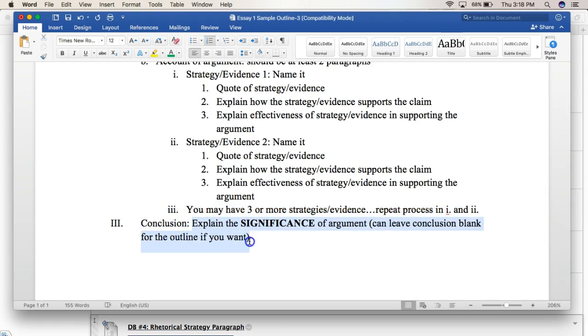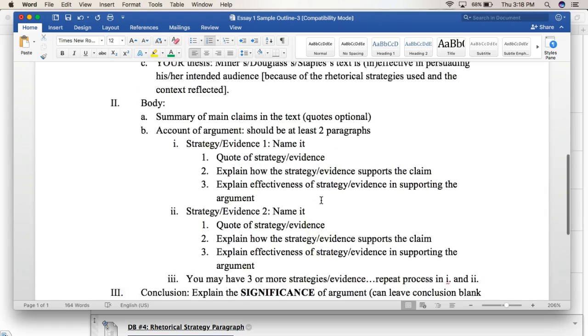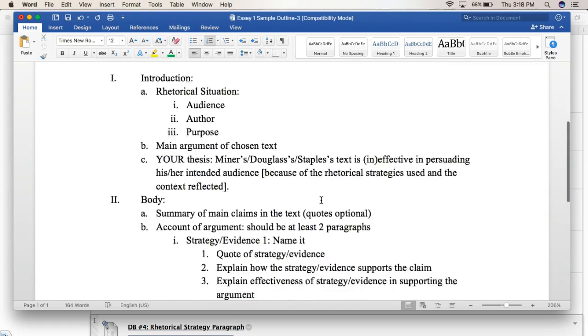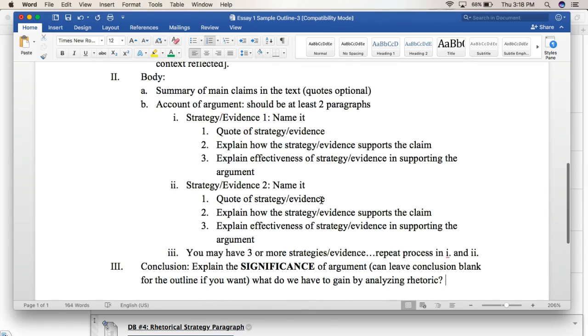And then the conclusion will be the significance of your argument. What do we have to gain? I could write that here. What do we have to gain by analyzing rhetoric? That's a question you should answer in your conclusion. So this is basically your essay. And I think the outline should be super helpful in helping, like I said, to visualize it and structure it.